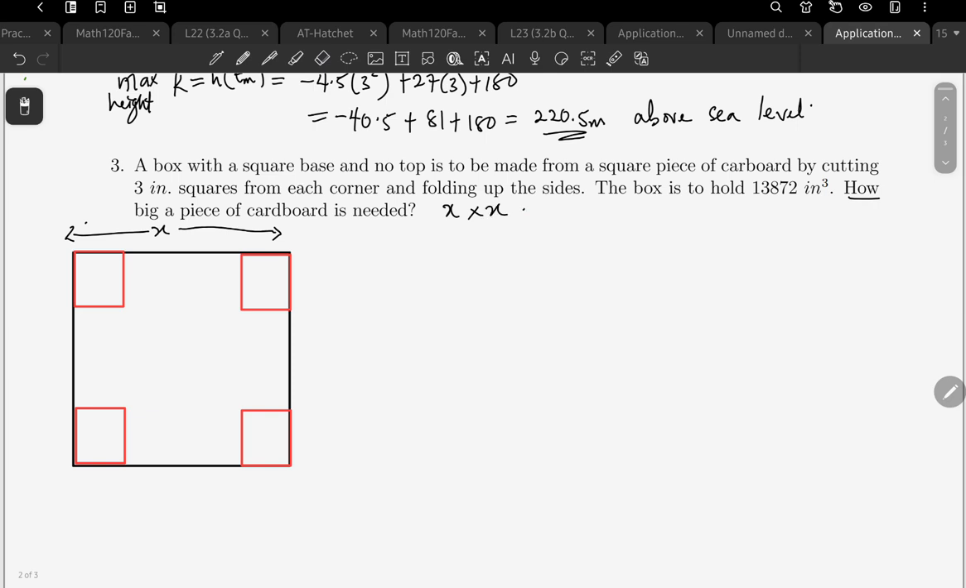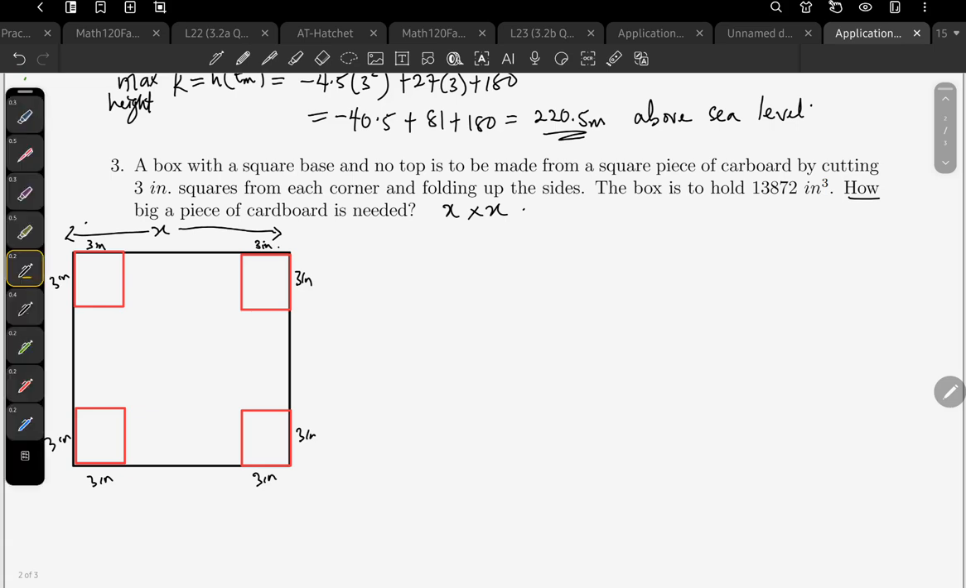But to form the box, we have cut out 3 inches from each of the corners. So 3 inches here, 3 inches here, 3 inches here. From a side, we've cut out a total of 6 inches. So we are left with x minus 6 inches for the length of the box.